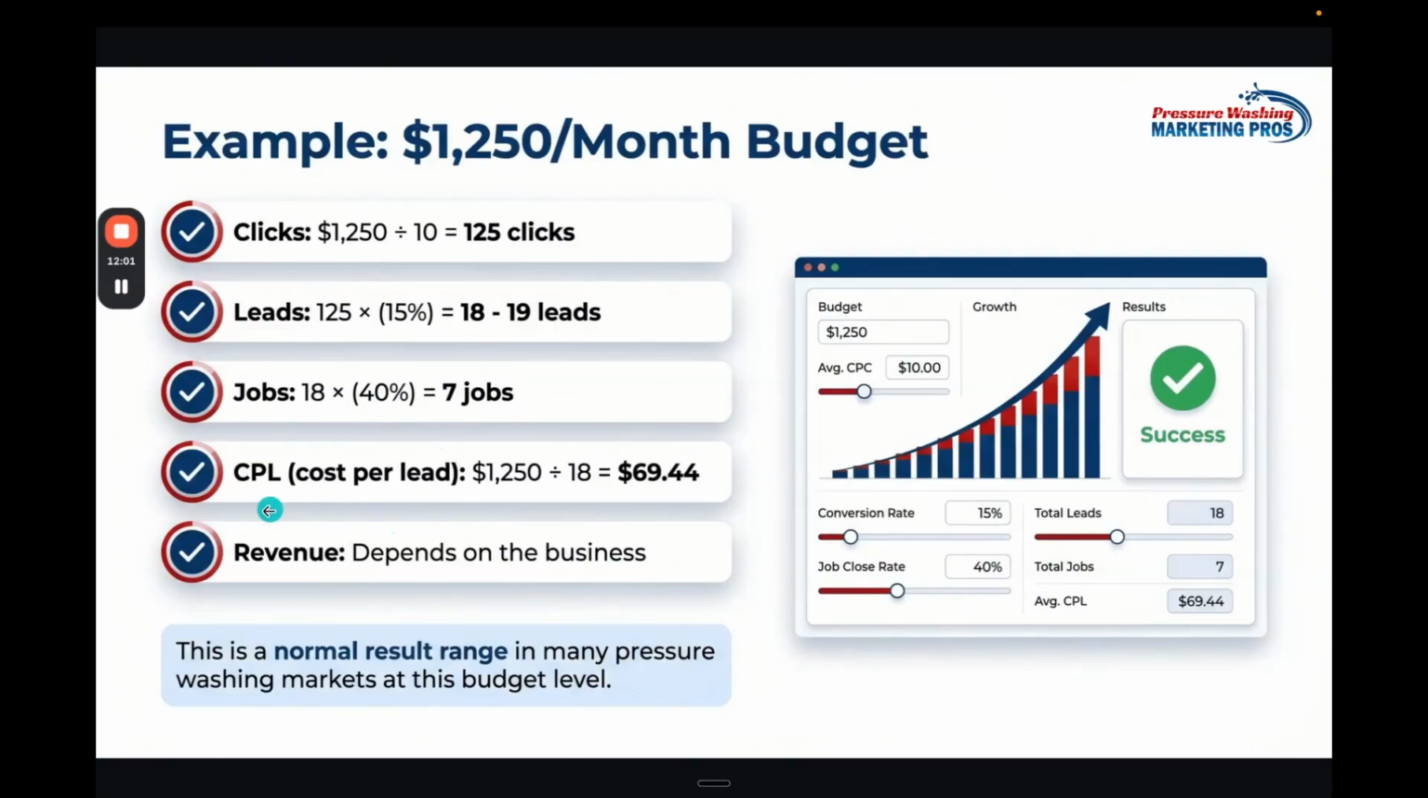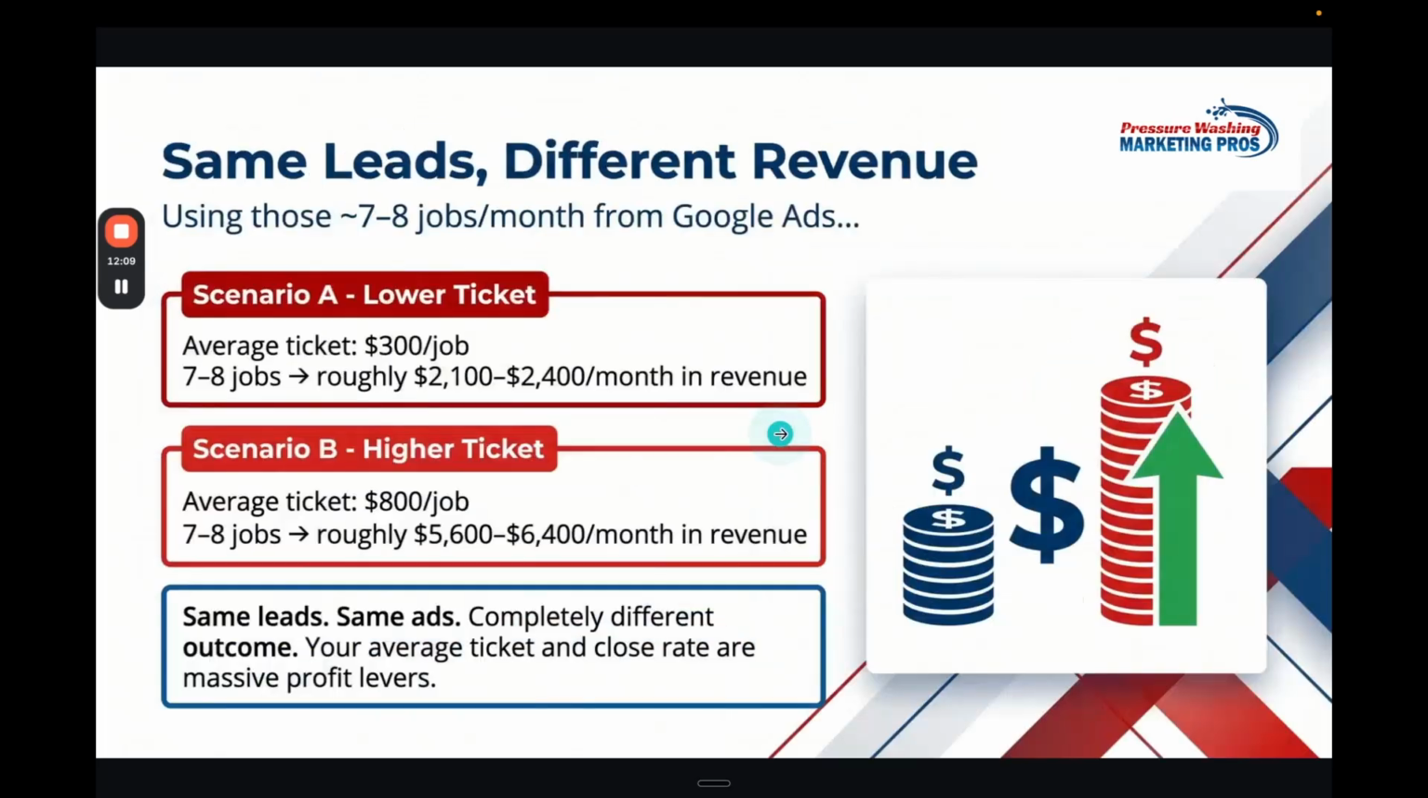And as I alluded to earlier, your revenue depends on the business. And what do I mean by that? Let's concentrate on the 7 jobs right here. Let's say that I have 2 scenarios, a lower ticket and a higher ticket, right? Let's say client A, or scenario A, has an average ticket of only $300. If they close 7 jobs, that's roughly only $2,100 to $2,400 a month.